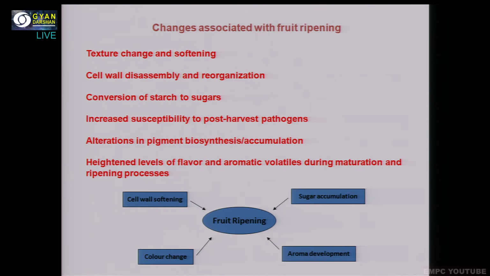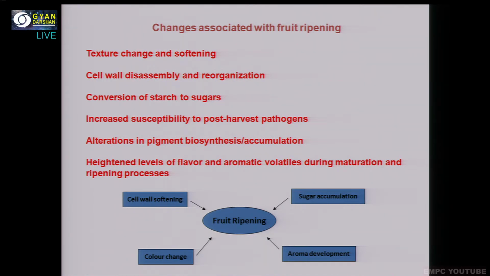Then there is cell wall disassembly. Why does it turn soft? Because there is degradation of the cell wall, because the pectin is being degraded, and as a result there is softening. There is also conversion of starch to sugar, so you have a high amount of soluble sugar. If you taste an unripe fruit and a ripe fruit, you will find that the ripe fruit is comparatively sweeter than the unripe fruit.